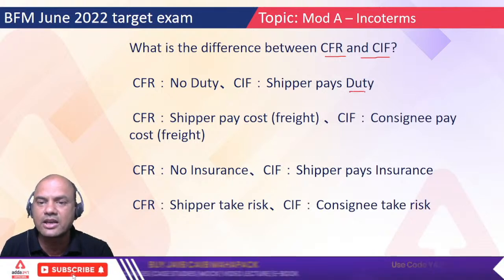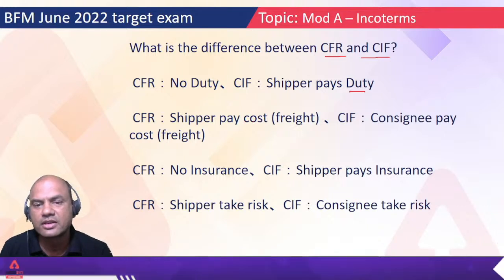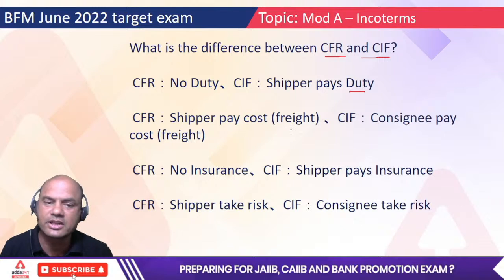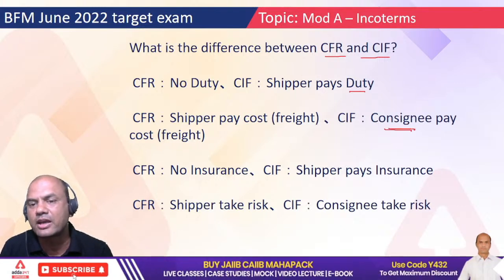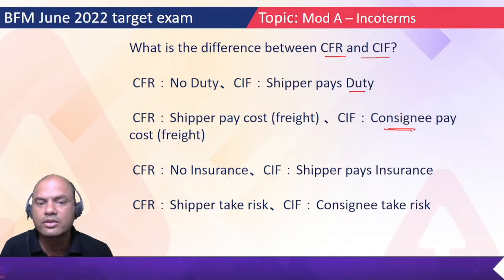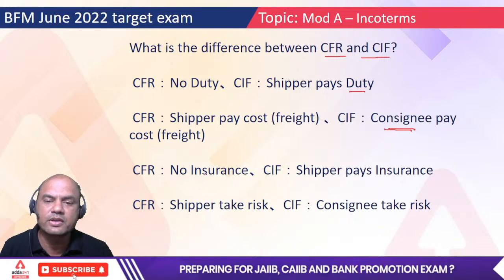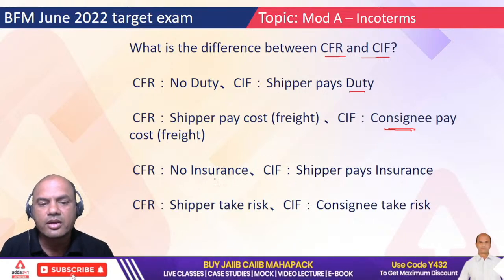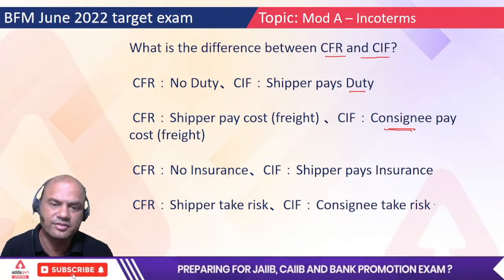Is CIF for duty? CFR, the shipper pays cost, meaning freight. CIF, the shipper pays cost and freight. Consignee means buyer. The buyer pays for freight? Over here, no. The shipper, the seller, pays, right? CFR, no insurance. CIF, the shipper pays insurance. CFR, the shipper takes risk. CIF, the consignee takes risk.